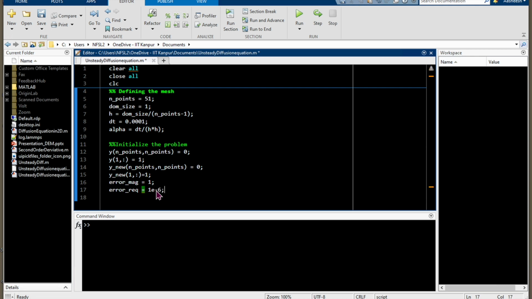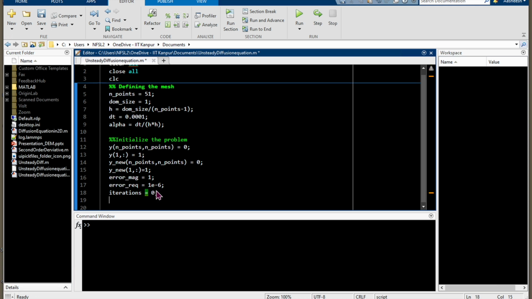Error requirement, as I said, is the checking point by which we will check by comparing it. Then iterations is equal to 0. We will start from 0.